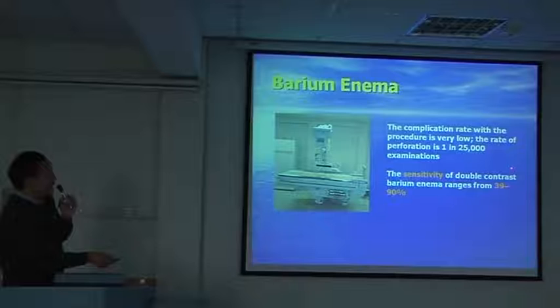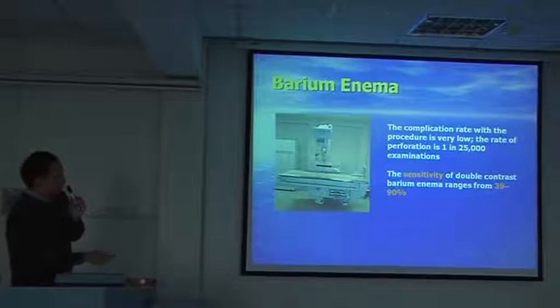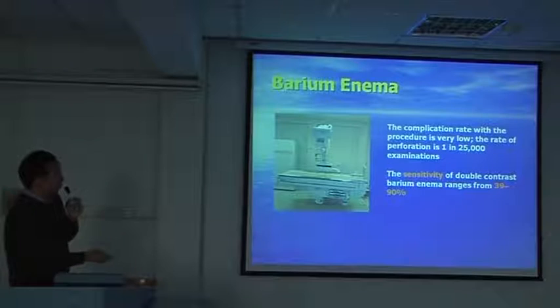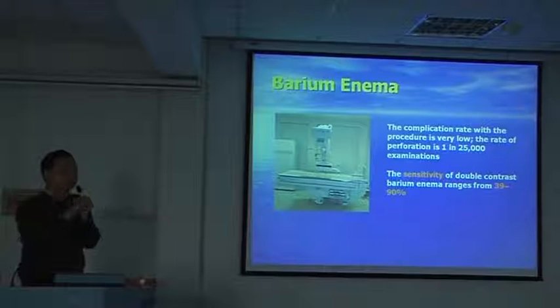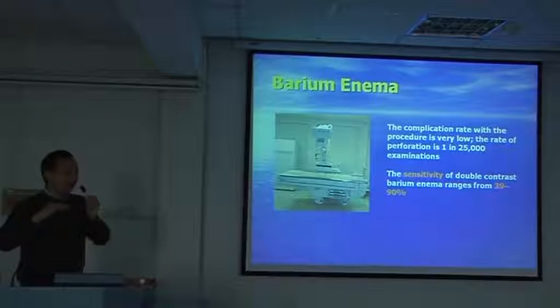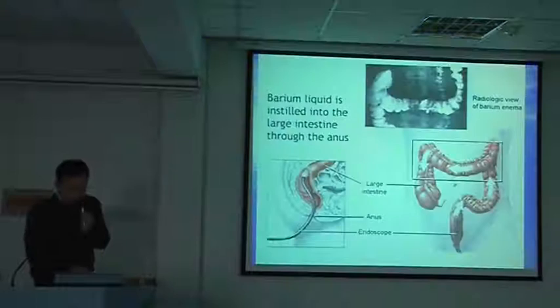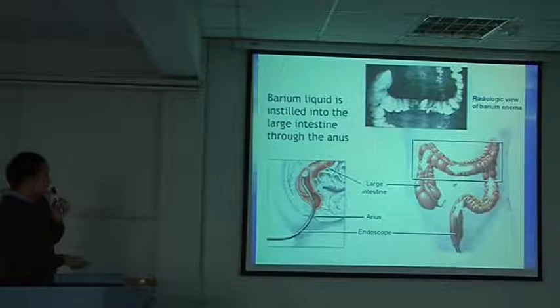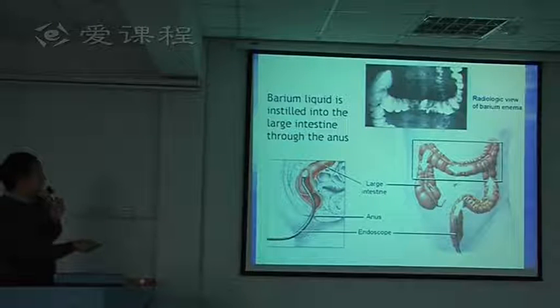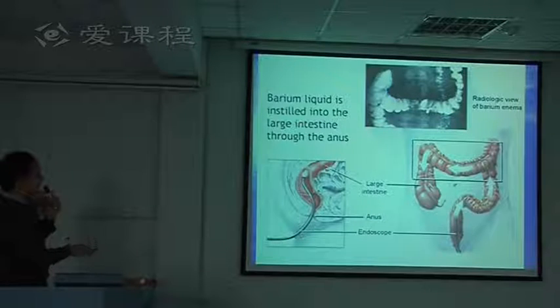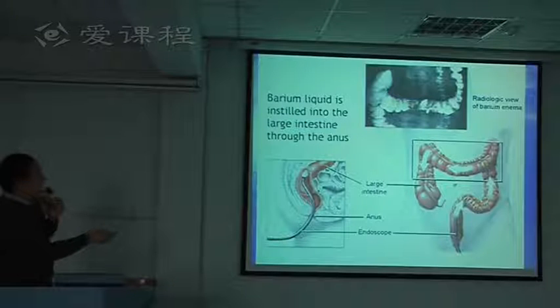The sensitivity of double contrast barium enema is better. It's called double contrast because first we use barium, and another thing is air, so the colon will dilate. So this is the barium enema equipment. These pictures show you how to do the barium enema. The barium liquid is instilled into the large intestine through the anus, then you do the radiological view. This is a normal one.